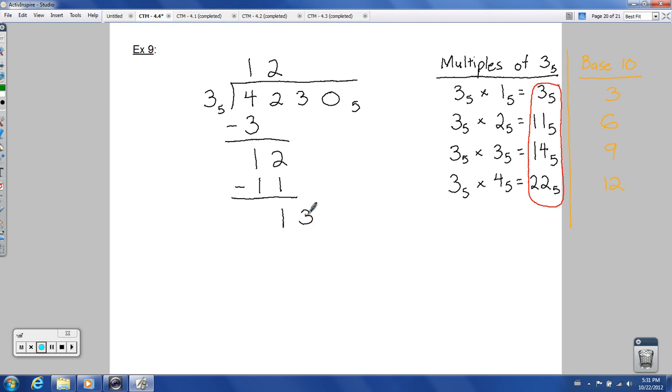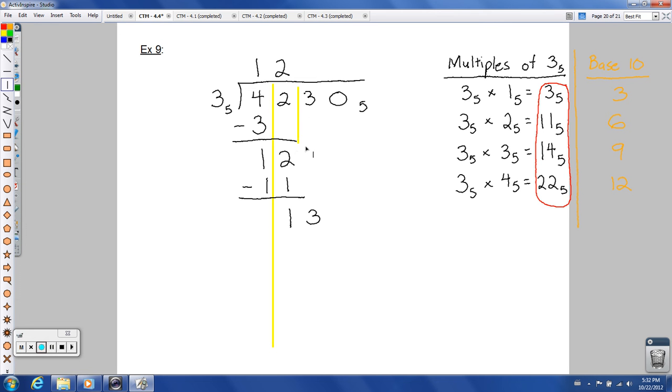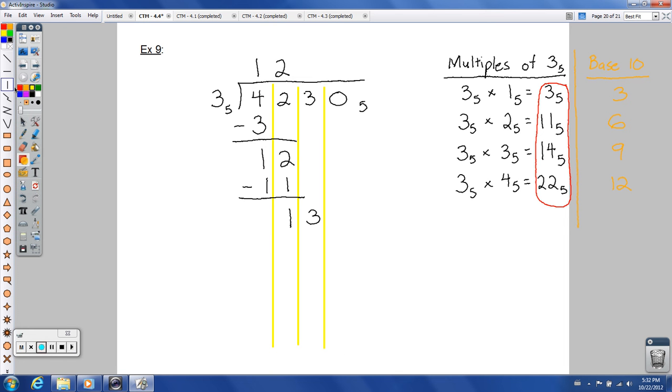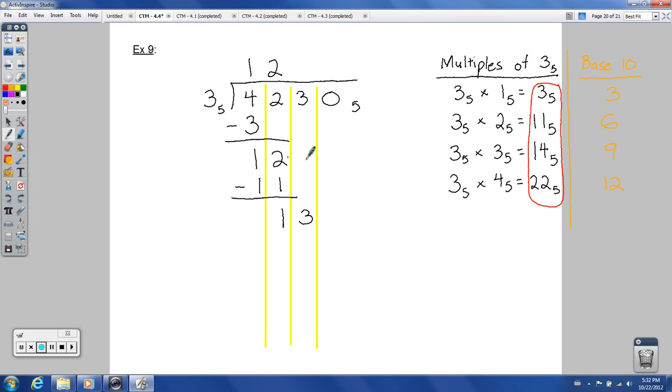Let me put in some yellow lines just to make things easier to follow. Please do the same. Please put some light lines in yours at least, just to make sure that it's easy to follow as you work your way down. Okay, so carry this down, carry this down. Keep things straight here. Alrighty, so it's good to go now.